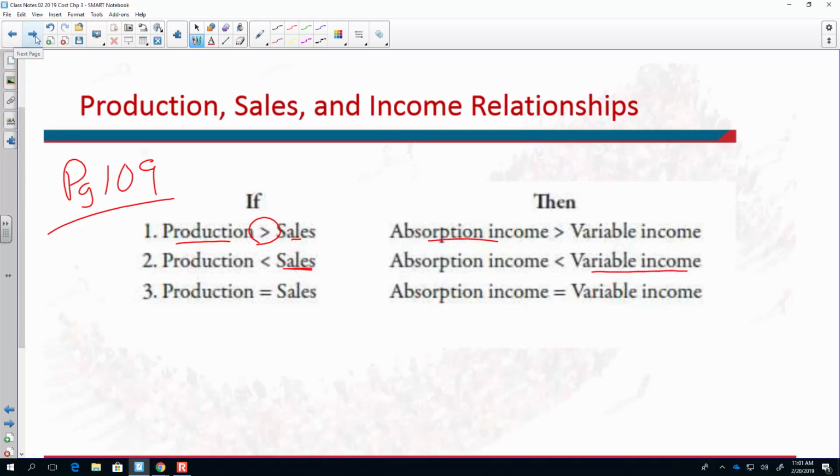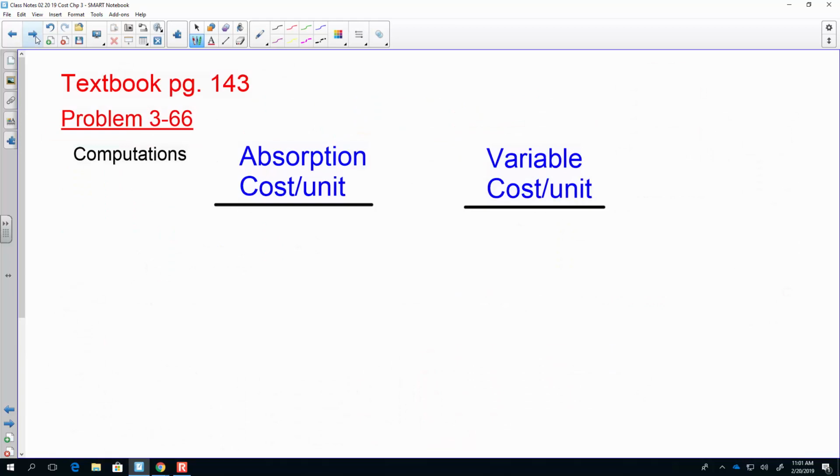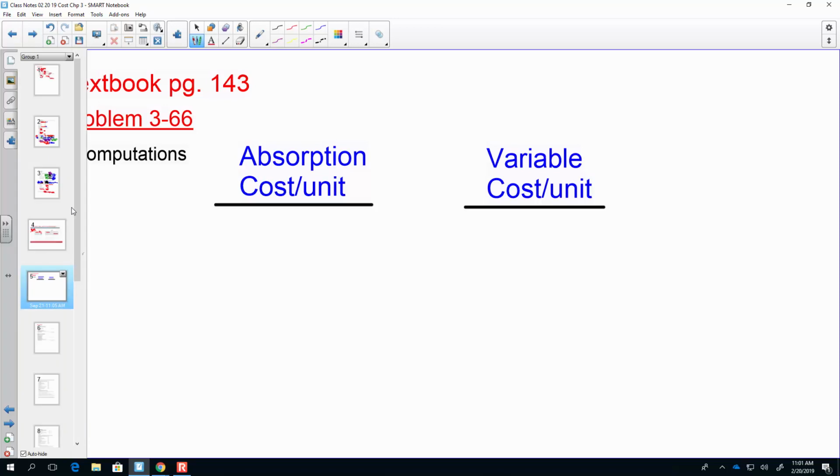Okay. Page 109. All right. I do feel I need to do this. Problem 66. Yes, this is a good one. This is a good one. Love it, love it.